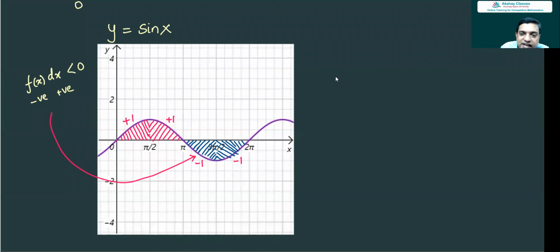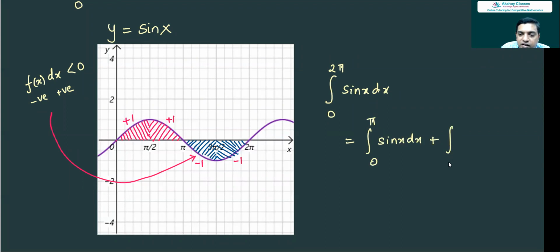But when we are saying integrals, in this case, from 0 to 2 pi sine x dx, this will be integral 0 to pi sine x dx plus integral pi to 2 pi sine x dx. This portion will be positive and this portion will be negative.